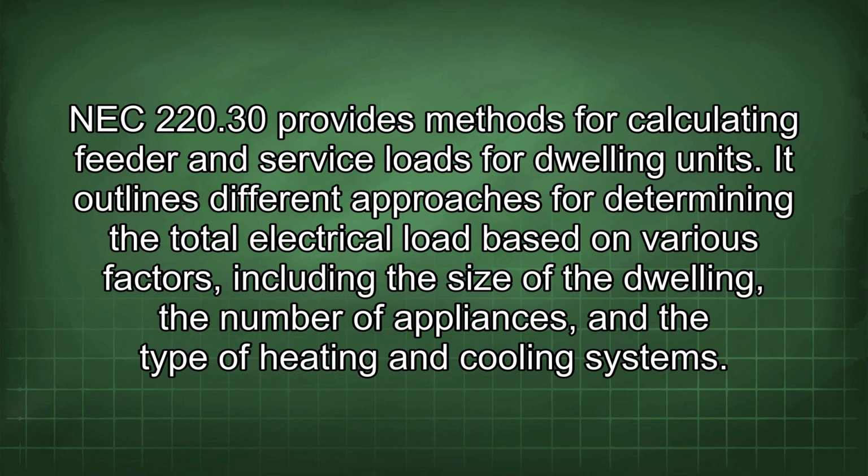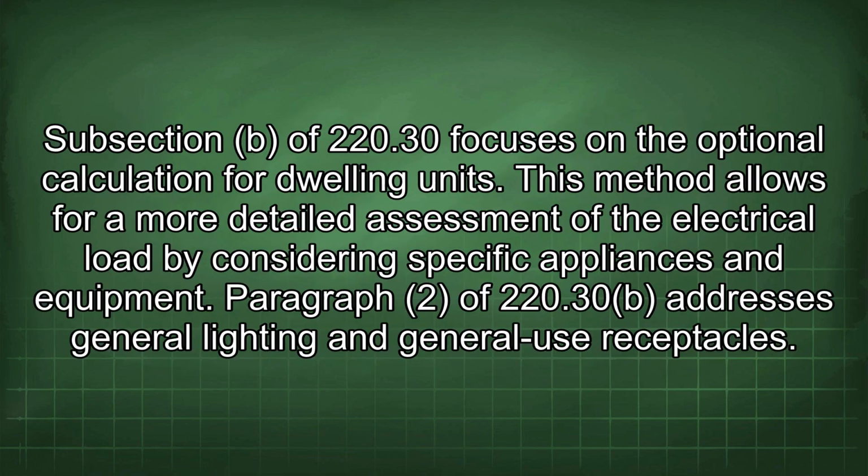It outlines different approaches for determining the total electrical load based on various factors, including the size of the dwelling, the number of appliances, and the type of heating and cooling systems. Subsection B of 220.30 focuses on the optional calculation for dwelling units. This method allows for a more detailed assessment of the electrical load by considering specific appliances and equipment. Paragraph 2 of 220.30 addresses general lighting and general use receptacles.